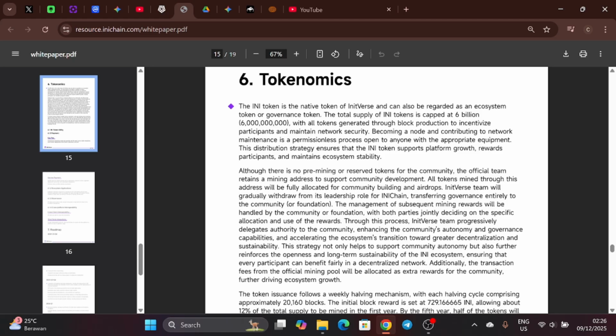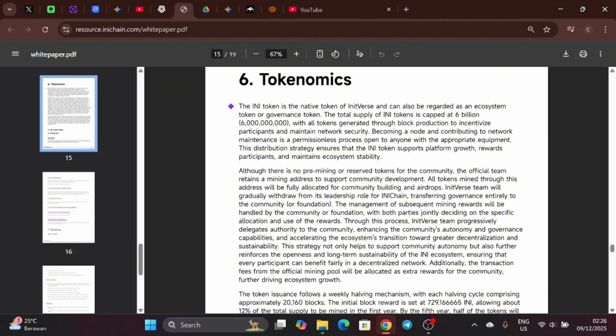Through this process, the InitVerse team progressively delegates authority to the community, enhancing community autonomy and governance capabilities and accelerating the ecosystem's transition toward greater decentralization and sustainability.